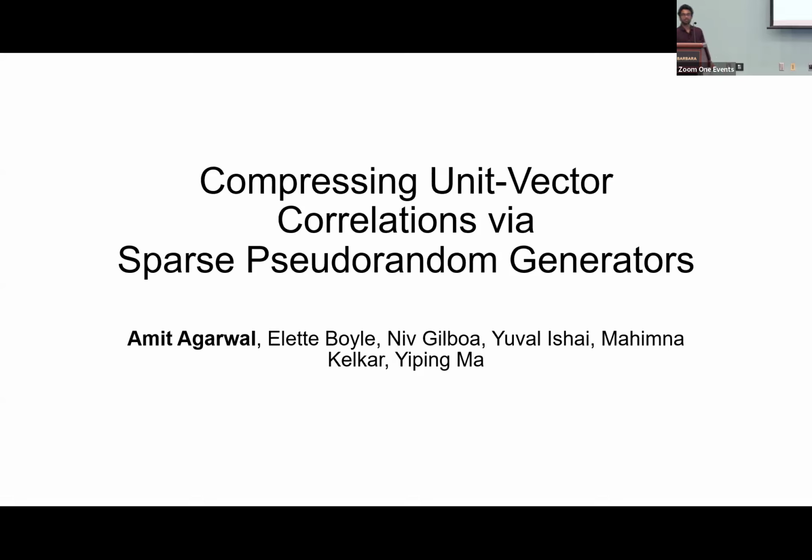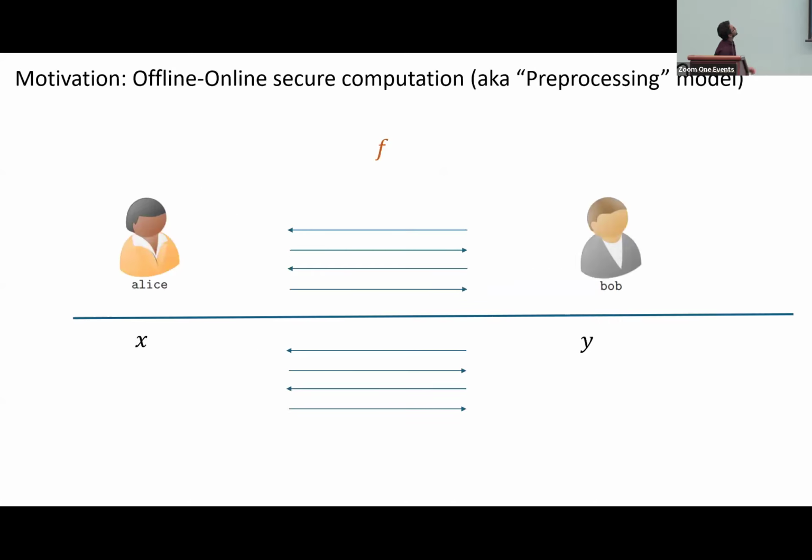Hi everyone. Today I'll be presenting this work on compressing unit vector correlations via sparse pseudorandom generators. This is joint work with my co-authors, Elette Boyle, Niv Gilboa, Yuval Ishai, Mahimna Kelkar, and Yiping Ma. So let me first start with the motivation.